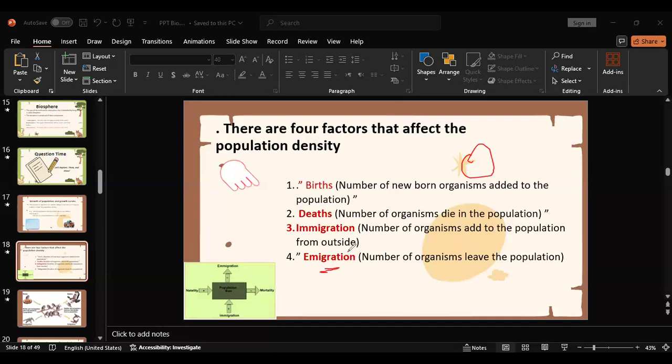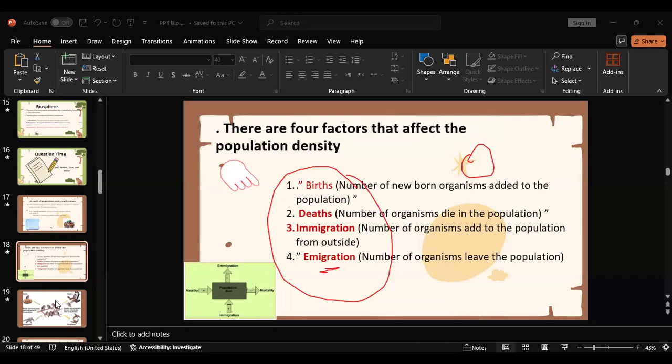Another one is the emigration. Emigration means a number of organisms exit from the particular area, so the amount will be low. So these four factors will affect the population density. Okay, understand? Right. Okay, so you should know what the factors are.